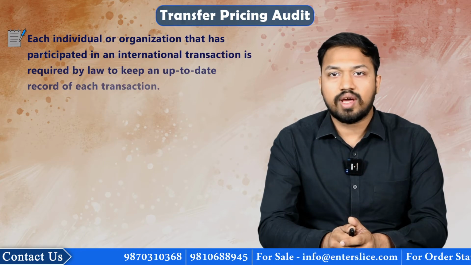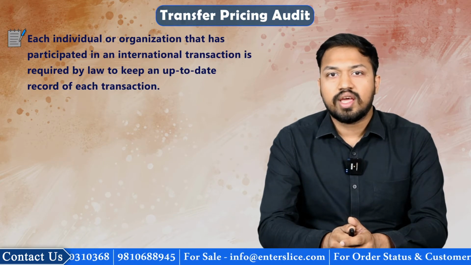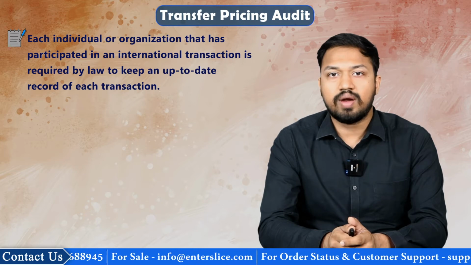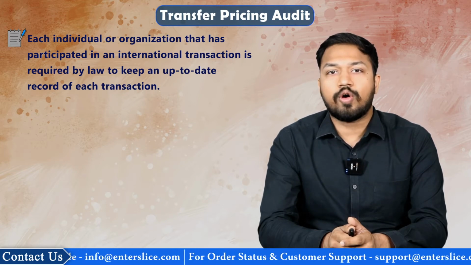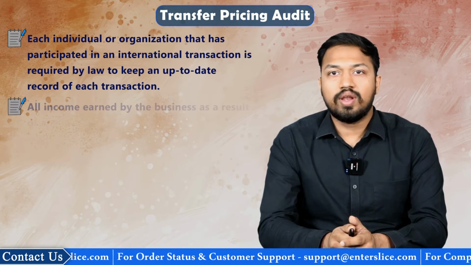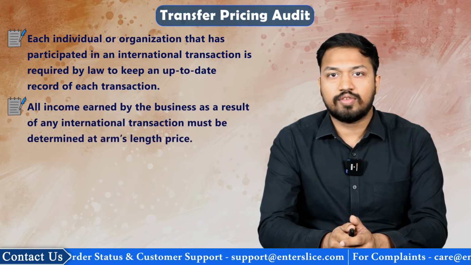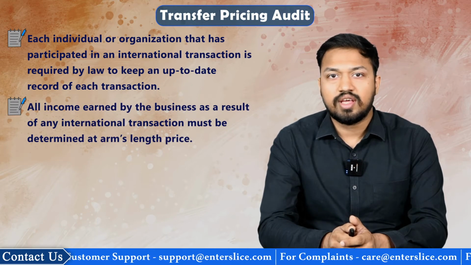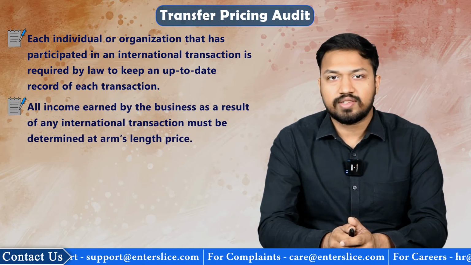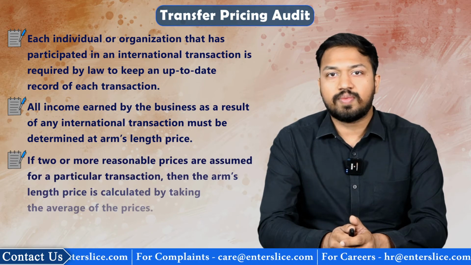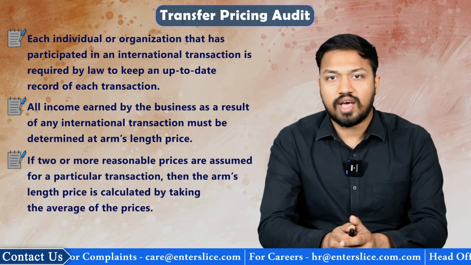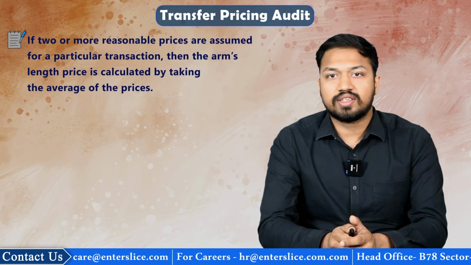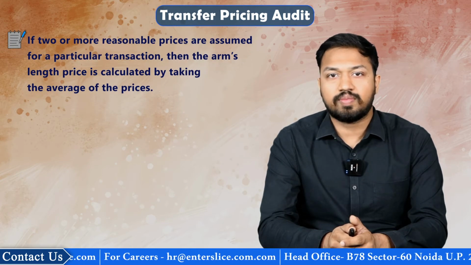Each individual or organization that has participated in an international transaction is required by law to keep an up-to-date record of each transaction. All income earned by the business as a result of any international transaction must be determined at arm's length price. If two or more reasonable prices are assumed for a particular transaction, then the arm's length price is calculated by taking the average of the prices.